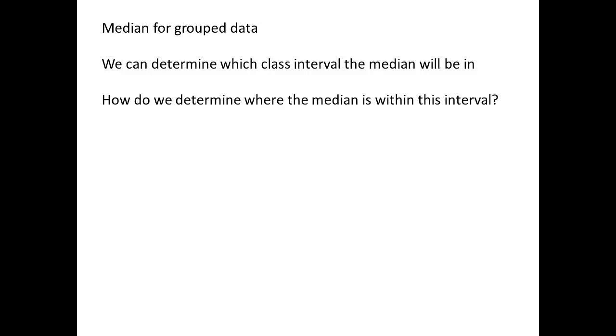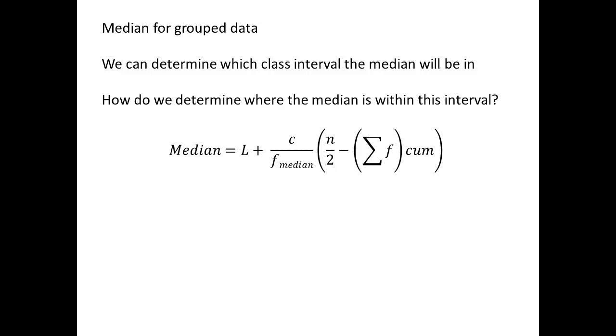What about the median for group data? We determine the class interval the median is in. How do we then determine where the median is within this class interval? The median is given by the formula shown. But what does this formula mean?